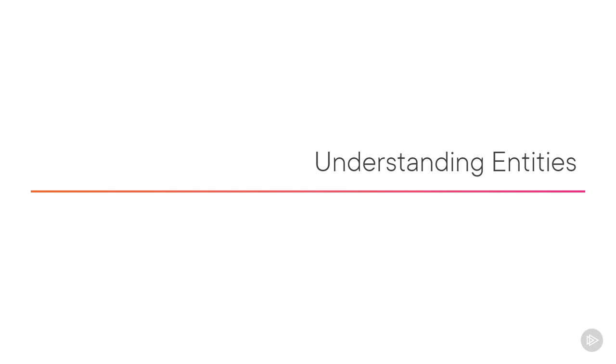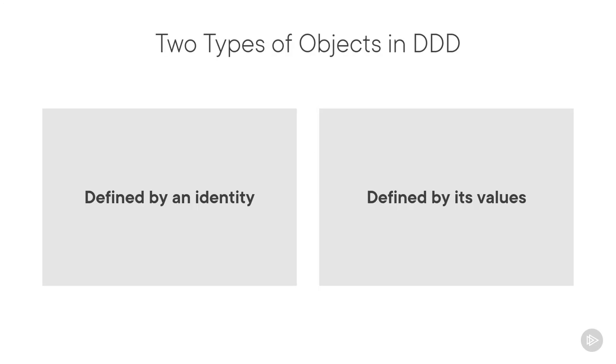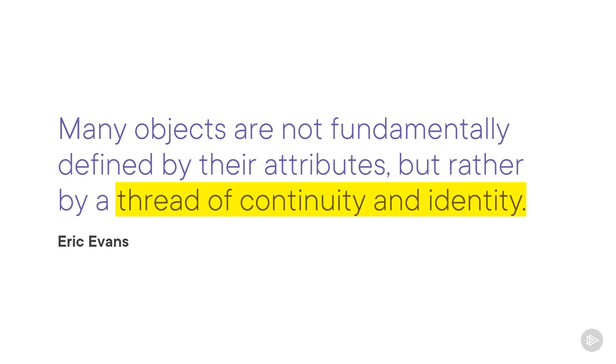Even though a DDD app is driven by behavior, we still need objects. DDD expresses two types of objects, those which are defined by an identity and those which are defined by their values. We'll focus first on the objects that are defined by their identity. These objects are called entities.